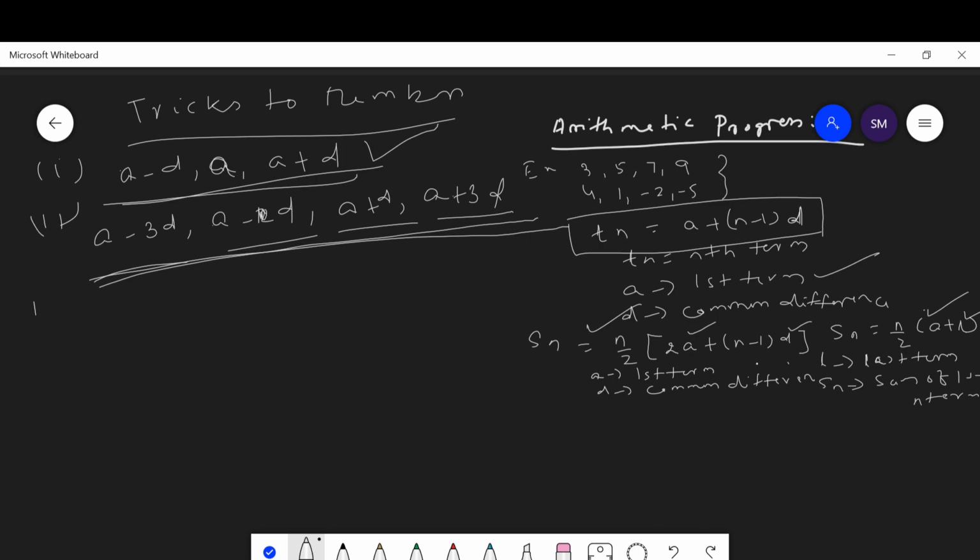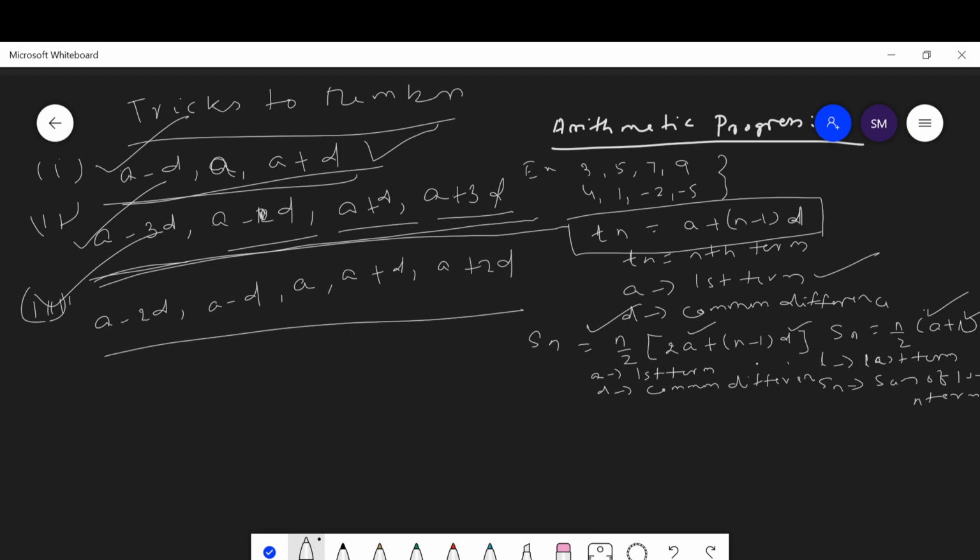Third trick: if you have to assume any 5 terms of an AP, then assume them as a minus 2d, a minus d, a, a plus d, and a plus 2d. Here the common difference is d.